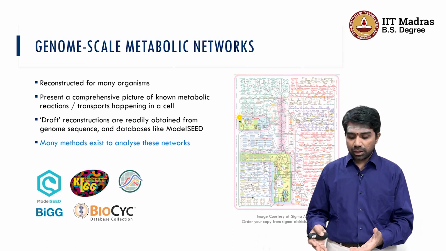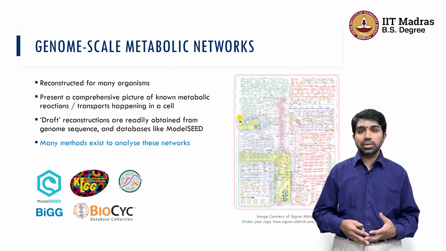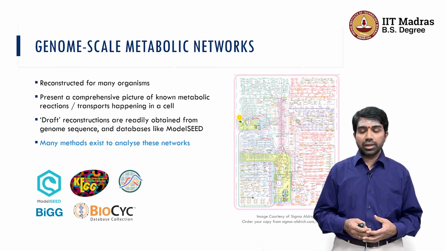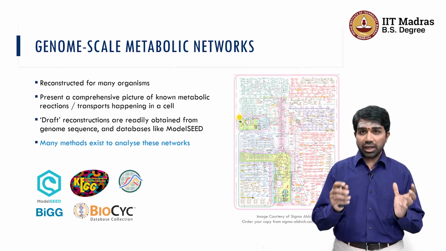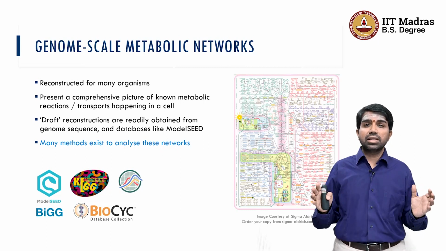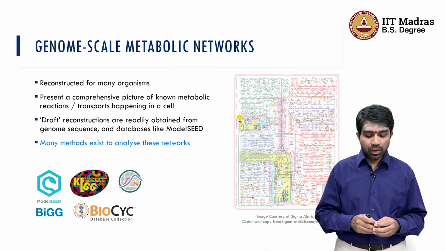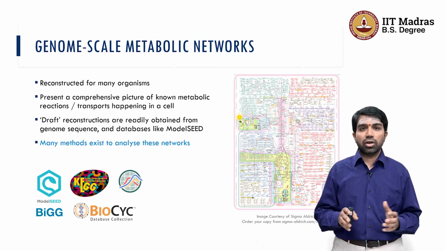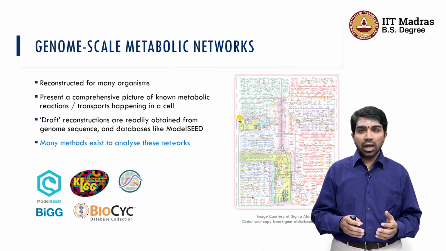There are these large metabolic networks that have been reconstructed for various organisms. We call them genome scale metabolic networks because they try to capture all the reactions happening in the entire organism, at the scale of the genome. All the enzymes known are typically accounted for as far as possible. Essentially a comprehensive picture of what kind of metabolic reactions are known to occur within the cell.